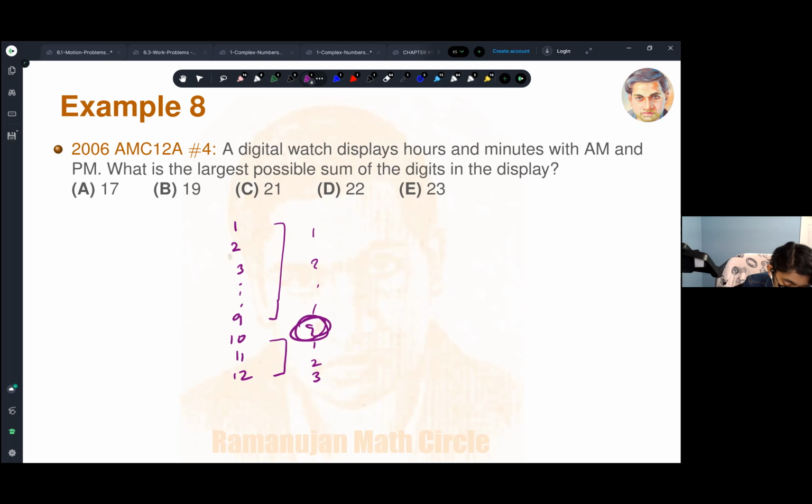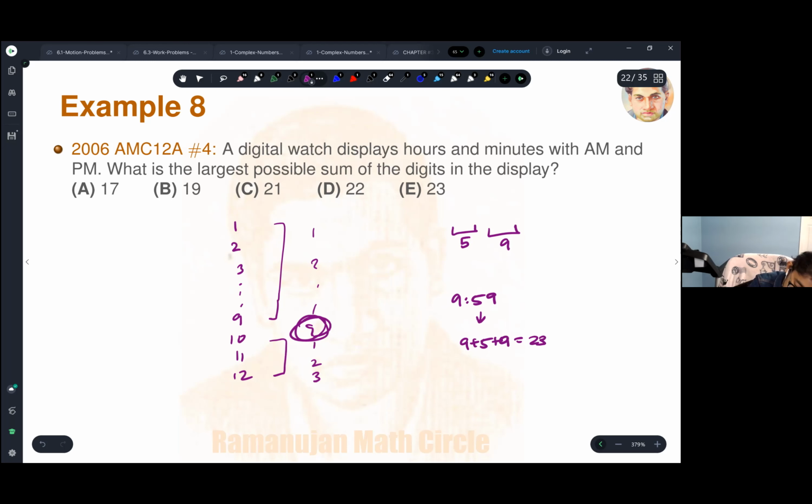So our maximum, in order to maximize the hours area, would be 9. And then for minutes, you're trying to maximize the sum, and the max you can go on the tens digit of the minutes is 5, and the max you can go on the units digit is 9. So 9:59 is the time that would get the largest possible sum of the digits in the display. And so 9 plus 5 plus 9 is equal to 23, and that should be the largest possible sum. It's pretty straightforward.